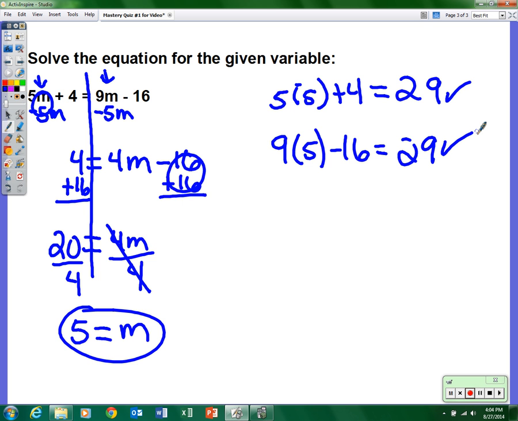So don't forget about that check step, especially on a multiple choice test that you will probably take sometime in your life. You can always look at those answers and use your check step to see which one is the answer. All right, that concludes Mastery Quiz number 1.